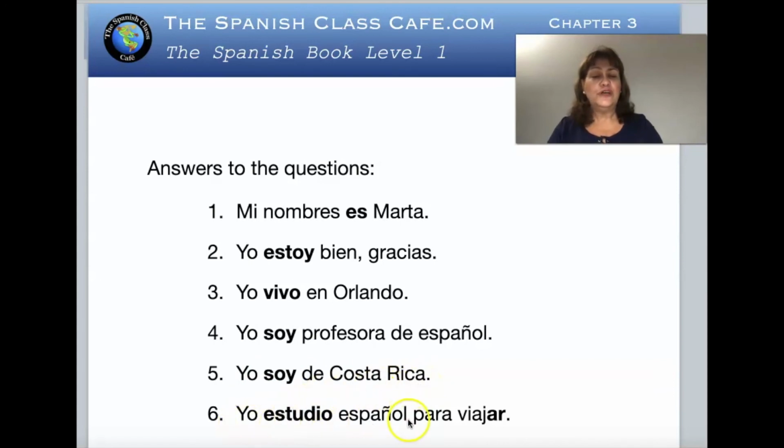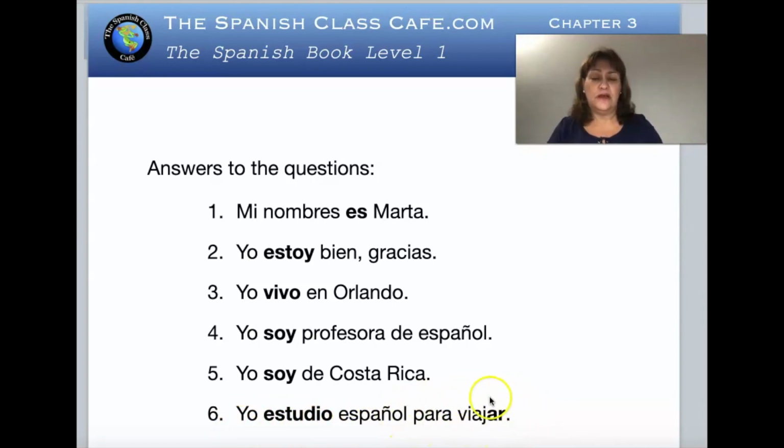Now, yo estudio español para viajar. Yo estudio. Estudiar is the infinitive. It's an AR verb. For yo it's an O and becomes yo estudio. Because remember, you find the infinitive in the dictionary, but you have to change the ending to make the present tense for yo. And you have to take the AR out and put an O. Becomes yo estudio. Español. Para viajar.